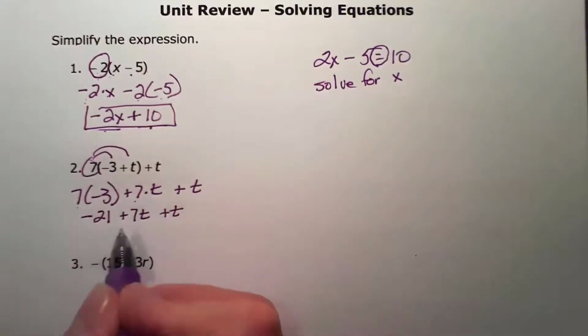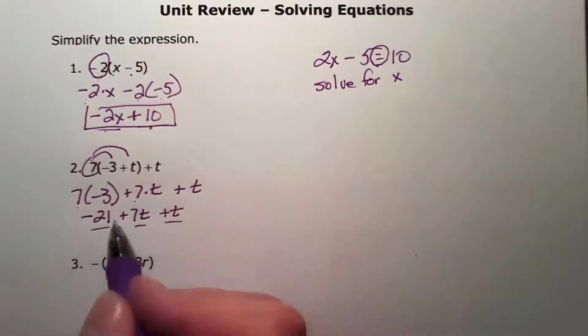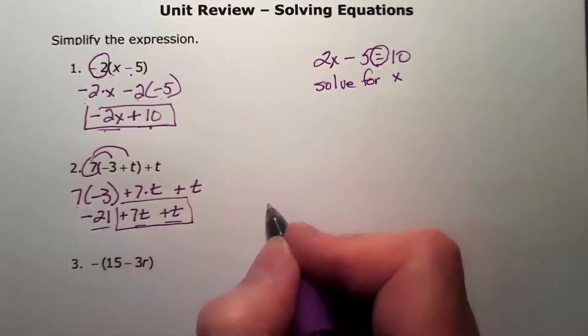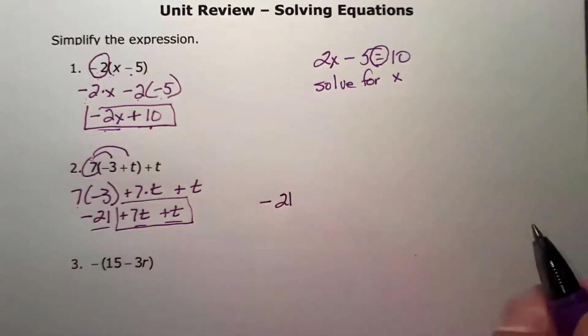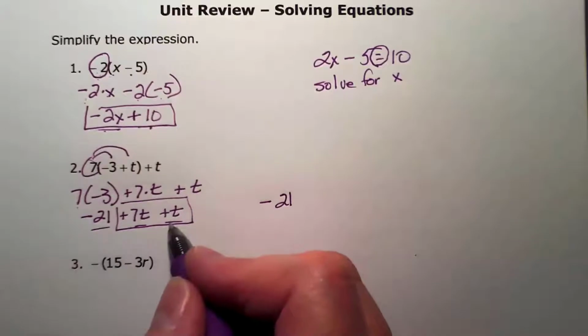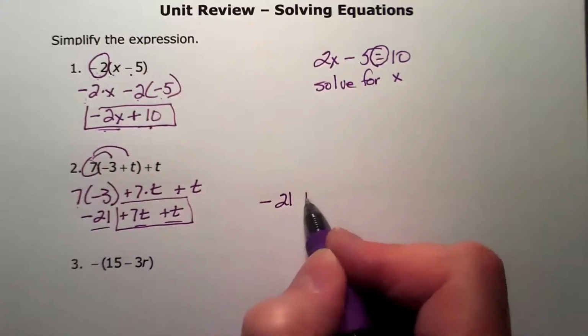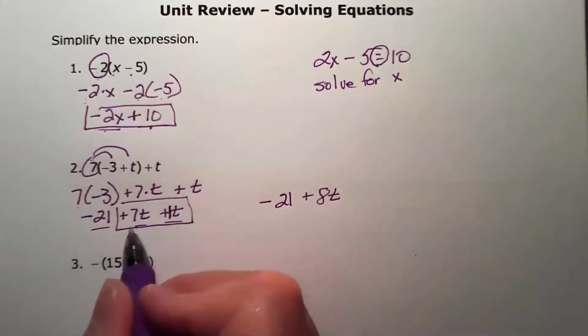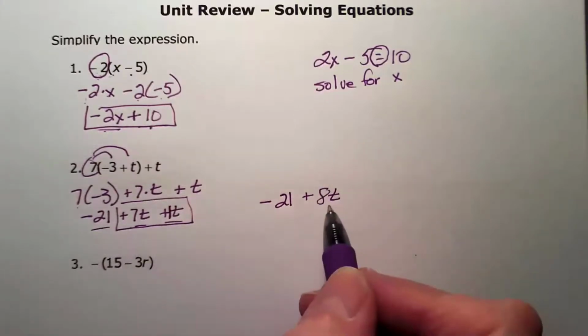Now I have 1, 2, 3 terms. These two are like terms, so I can combine them. The 21 isn't, so it's going to stand off by itself. Then I have 7t and another t. So if I have 7 and another one, altogether I have 8. Some people put a 1 there. If I have 7t and 1t, I add them together and I have 8 t's.